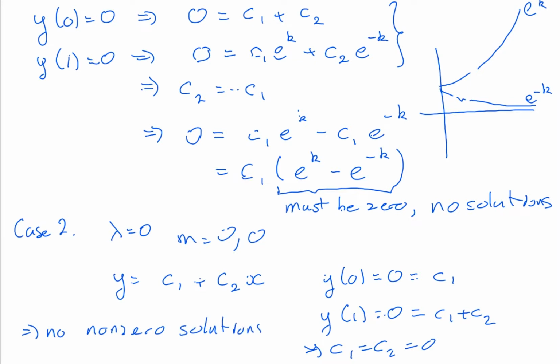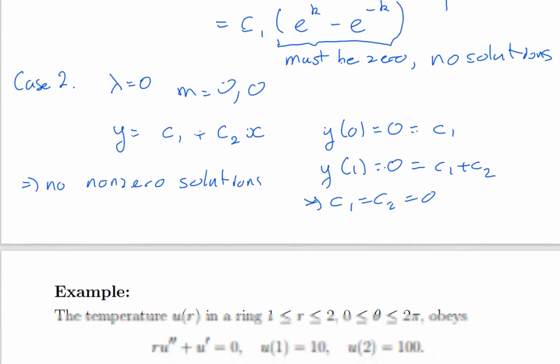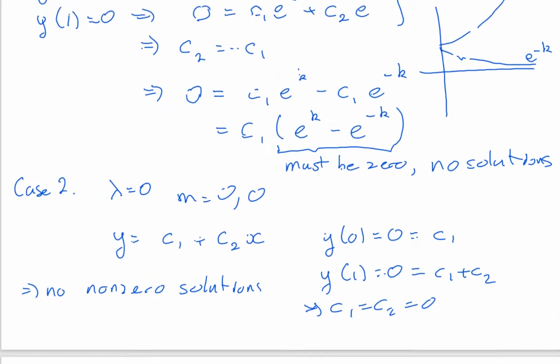But in case 3, when lambda is positive, I run out of space. I will get a solution.